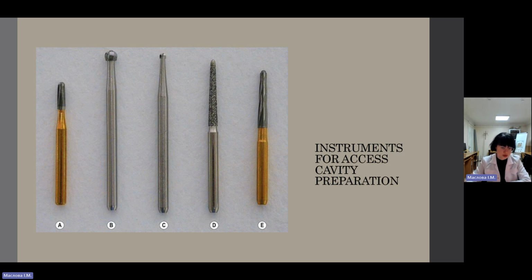On the slide, you can see instruments for access cavity preparation. These instruments allow the dentist to access the coronal part of the pulp chamber without complications such as perforation, for example, of the distal or mesial walls of the pulp chamber, or another complication such as perforation of the pulp chamber wall.